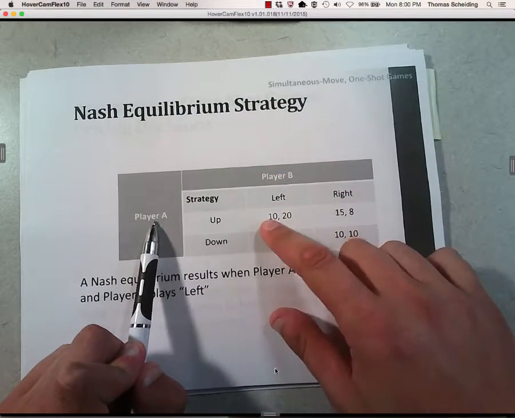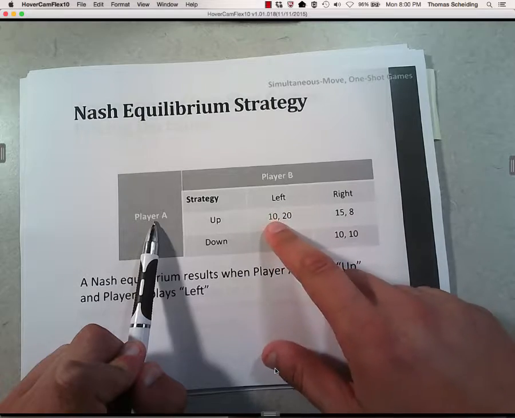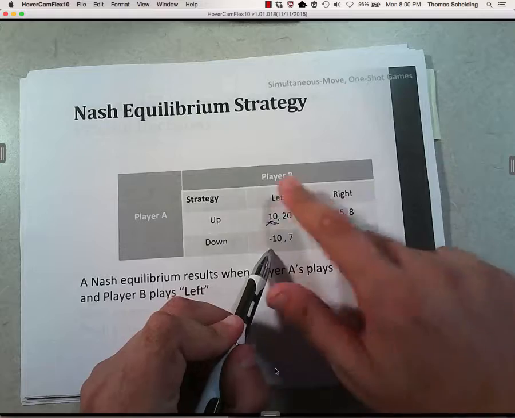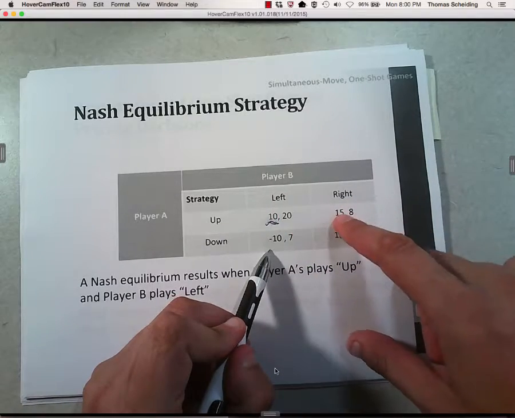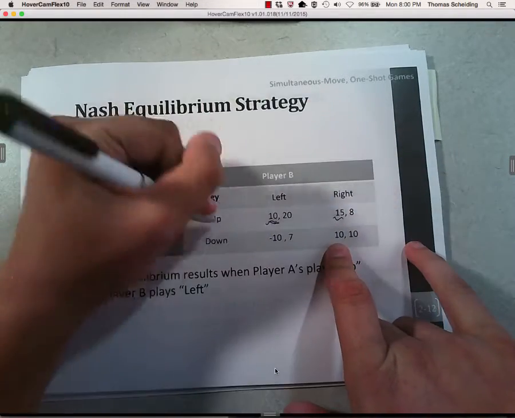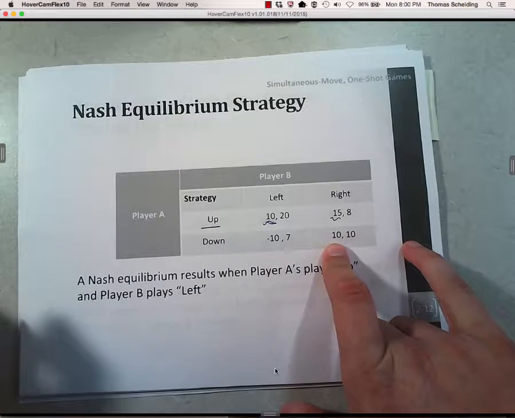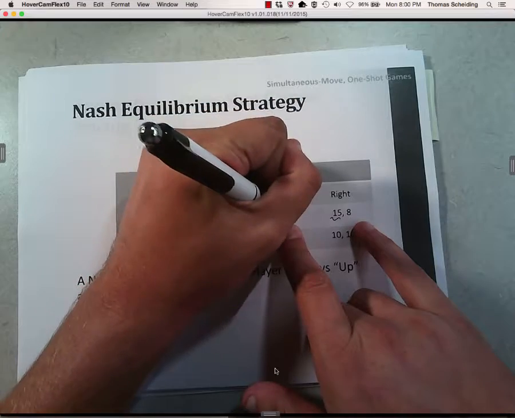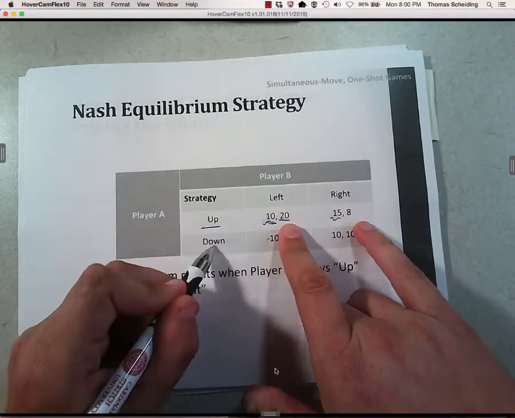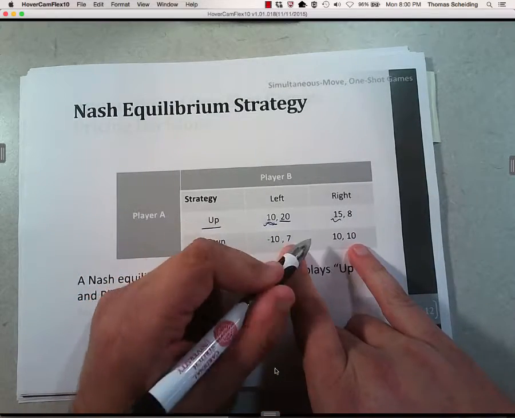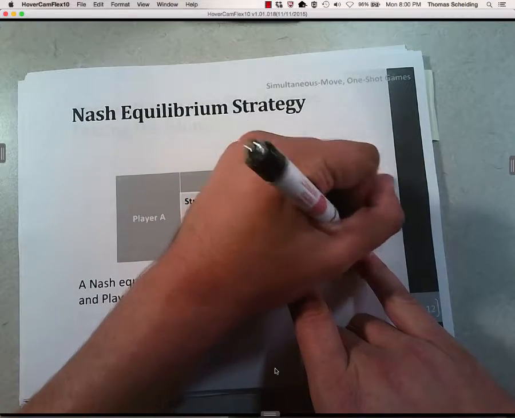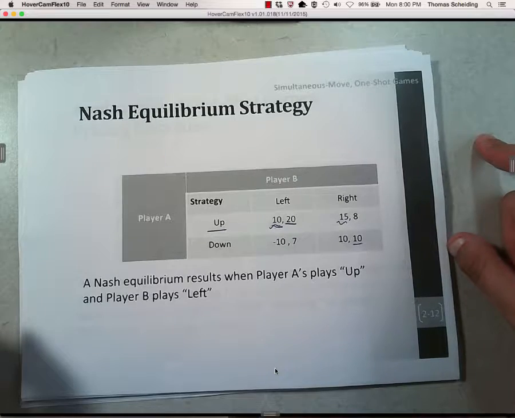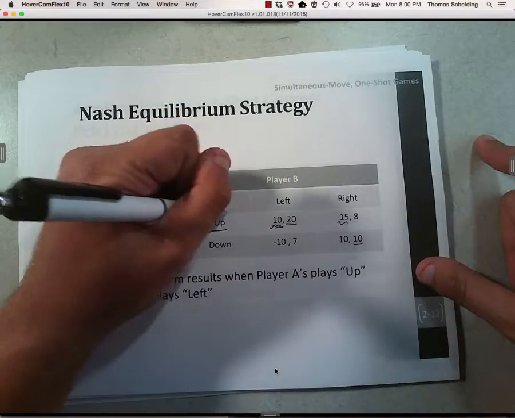If player B chooses left, would they want 10 or negative 10? They would want 10. If player B chooses right, would they want 15 or 10? They would choose 15. Their dominant strategy is up. If player A chooses up, would they want 20 or 8? They would want 20. If player A chooses down, would they want 7 or 10? Again, they would want 10. Player A does have a dominant strategy of playing up.